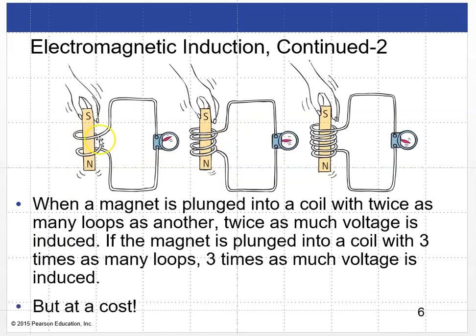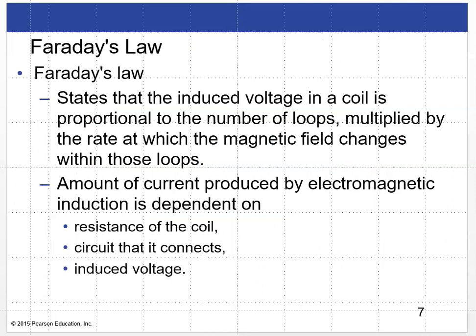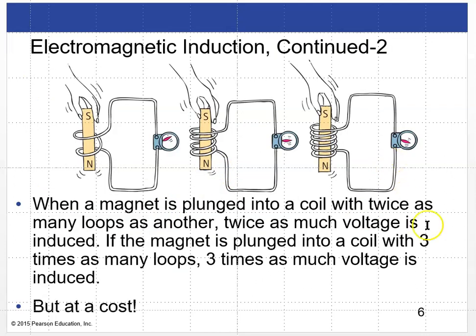So here we have three coils. One has 2 loops, one has 4 loops, one has 6 loops. When a magnet is plunged into a coil with twice as many loops as the other, twice as much voltage is induced. If you have 3 times the number of loops, 3 times the amount of voltage is induced. But you never get something for nothing. It also takes more effort to do this. So you have to spend more work, roughly 2 times the work and 3 times the work.